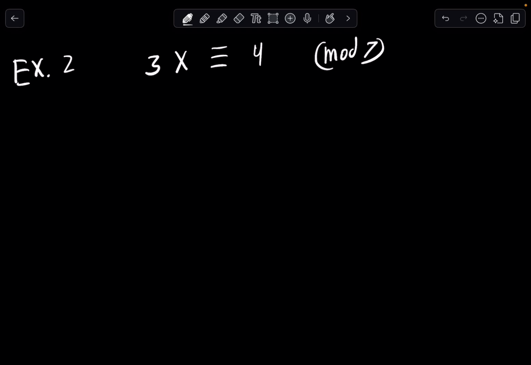Okay, so step 1, remember, we need to see if there actually exists a solution. So we're going to find, not mod, the GCD of 3 and 7. These are both prime, so this is just going to end up being 1. So we know that there exists a unique solution.